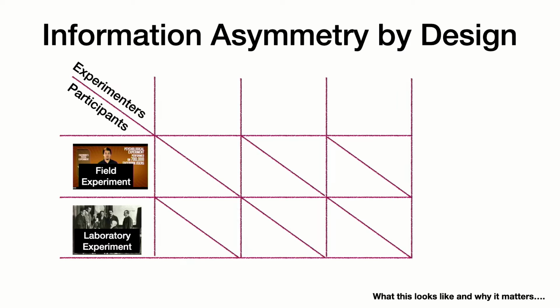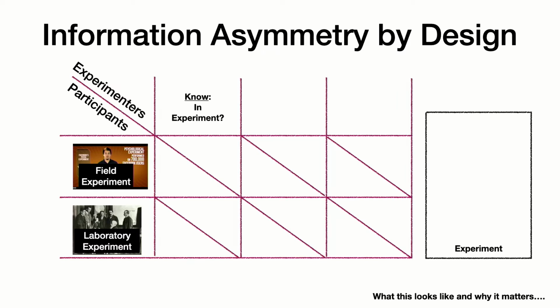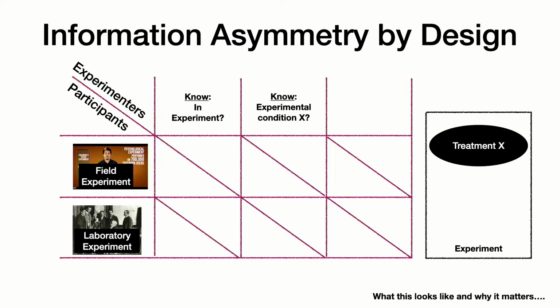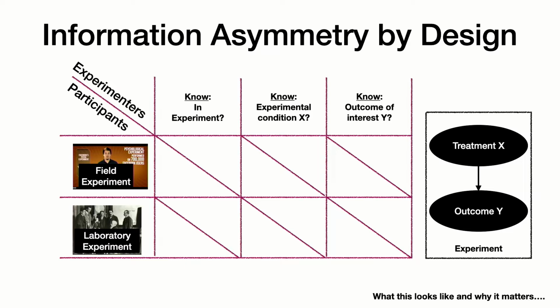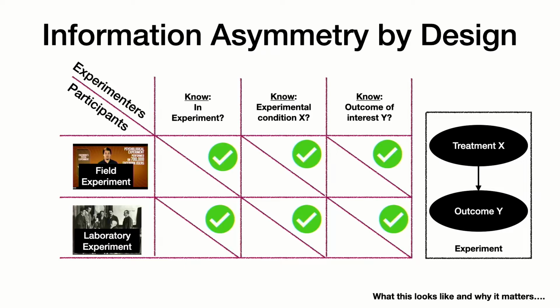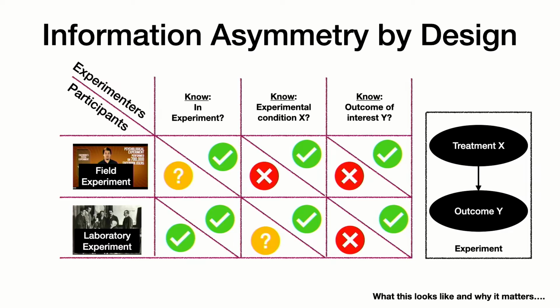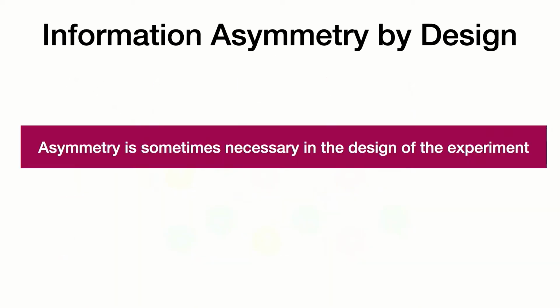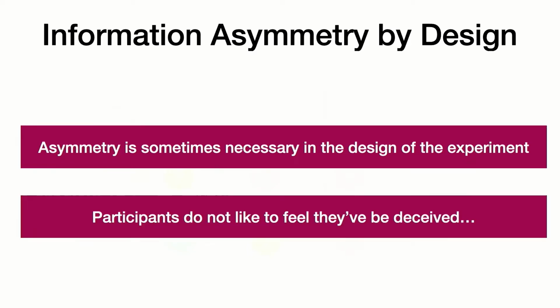In general, there are three pieces of information you might be interested in if you're in an experiment. I want to know if I'm in the experiment, the experimental condition that is being applied, and I might want to know the outcome of interest. And so if I'm an experimenter, I get to know all of these things. But if I'm a participant in the experiment, there are reasons to shield the participants from these particular pieces of information to reduce bias in the estimates. And so the asymmetry is sometimes necessary in the design of the experiment, but it turns out participants don't like to feel like they've been deceived. And so this may lead to some forms of non-cooperative behavior.